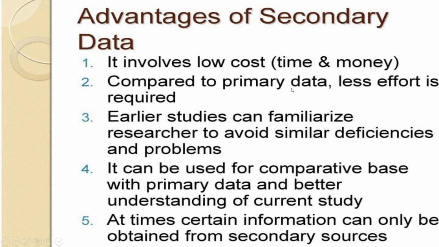The second advantage is that, compared to primary data, less effort is required. In primary data, the observer needs to collect the information by going to the site or observing directly, but in secondary data, we just collect from different sources and other media. Third, an earlier study can familiarize researchers to avoid similar deficiencies and problems. Fourth, it can be used as a comparative base with the primary data and for better understanding of the current study. At times, certain information can only be obtained from secondary sources.